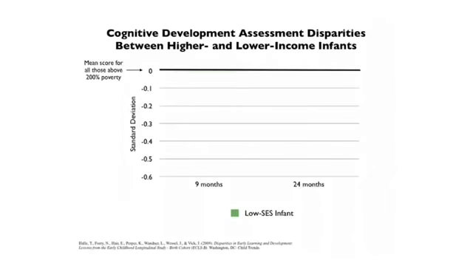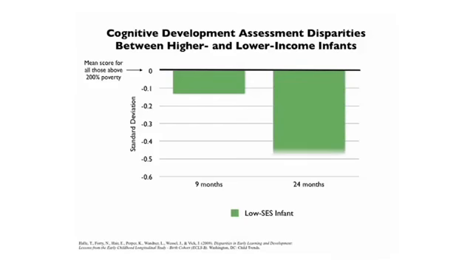At 9 months, babies from poor homes score lower on measures of cognitive development than their high SES counterparts. By 24 months, the size of this gap more than triples. Preparing our children for success in school and in life starts at home during the first 3 years.